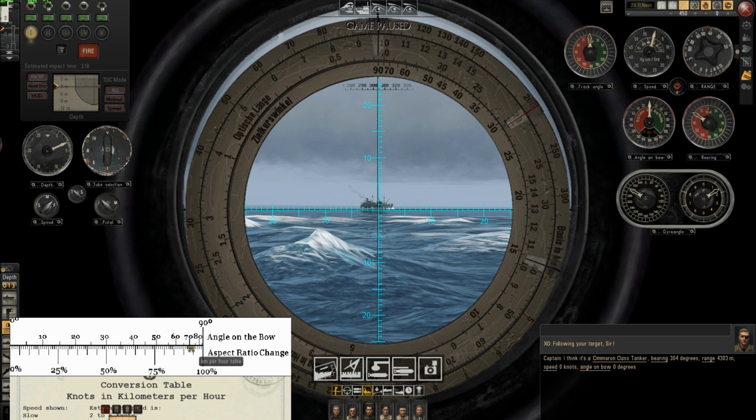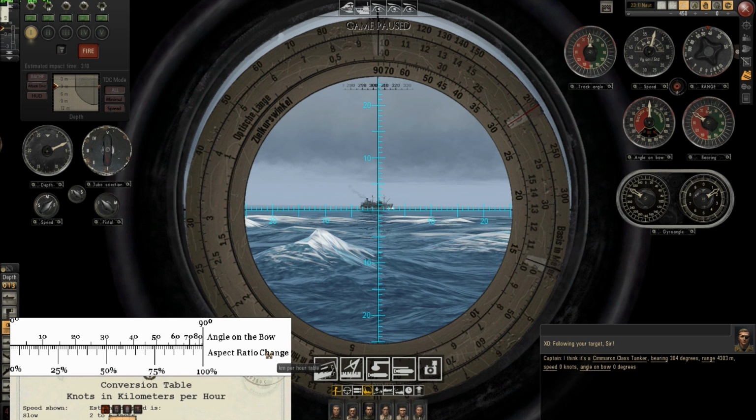Here it's very simple. You take the aspect ratio reference, which is the length of the ship divided by the mast height of the ship. After that you calculate the aspect ratio observed at this point here, which is the number of marks on the horizontal line divided by the number of the vertical line.